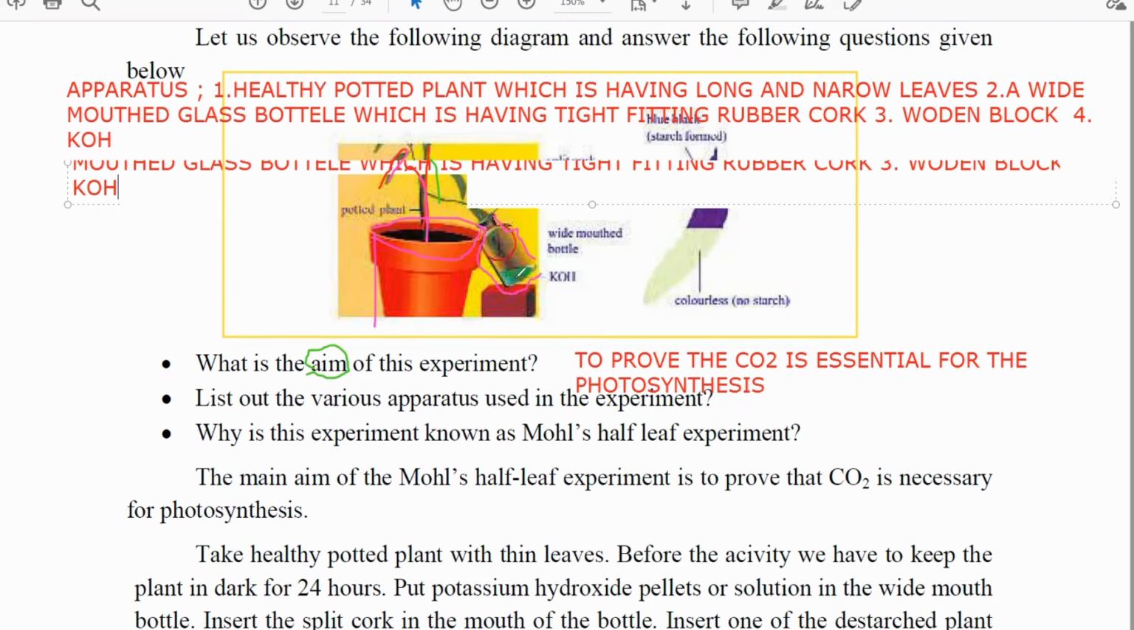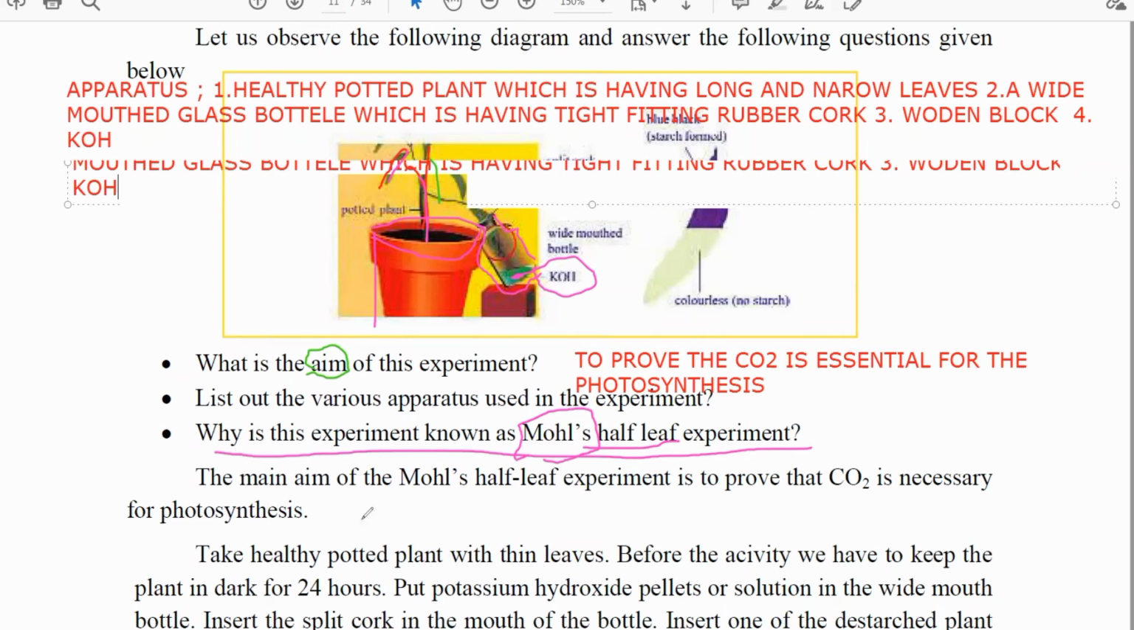And in the bottle, at the bottom, the liquid is a chemical, nothing but KOH, potassium hydroxide. The third question is, why is this experiment known as Moll's half leaf experiment? As I already explained, it is because the scientist Moll conducted this experiment and used a half leaf as the main important part. Hence this experiment is known as Moll's half leaf experiment.